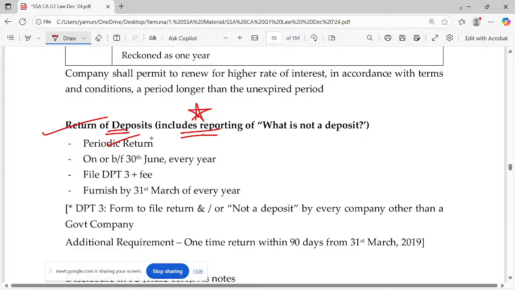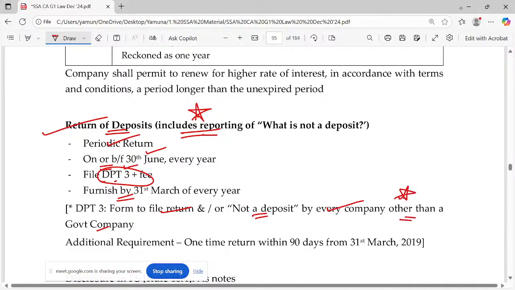It's a periodic filing. What is the periodic filing? It means every year you have to file. Every year means on or before 30th June every year. You have to file in which form? DPT3, and there is a prescribed fee, and you have to furnish what details? As of 31st March, the close of the financial year. Okay. So this is the form to file return of deposits and also of non-deposits by every company other than a government company.